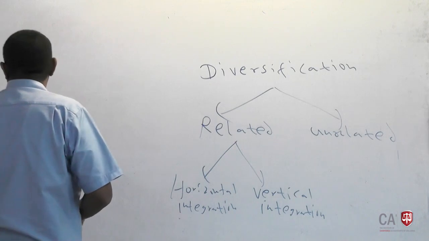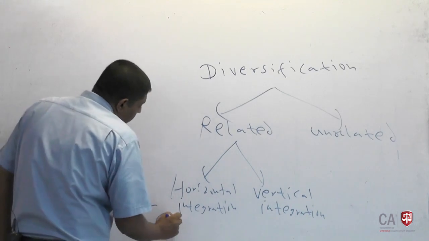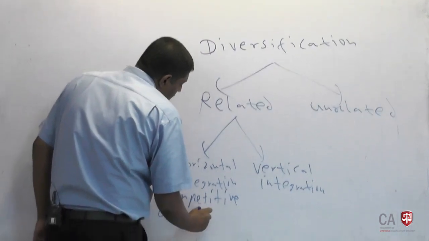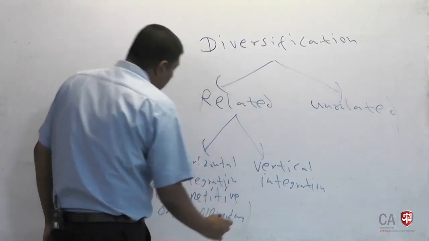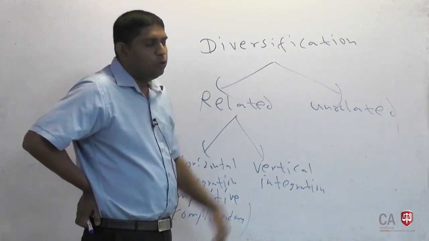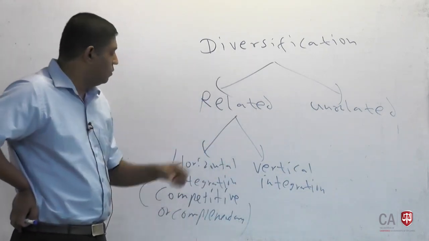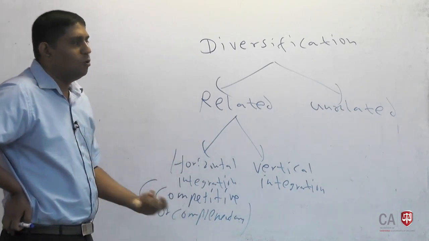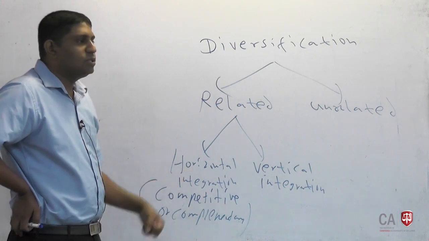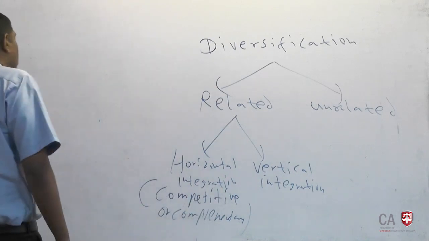Here, horizontal integration means we try to get involved in activity which is competitive or complementary. Competitive means, for example, you acquire another company in the industry, that is an example of horizontal integration. Complementary means, for example, up to now you made tires but did not make tubes, and you started to make tubes also, that is complementary business, right, that is horizontal integration.